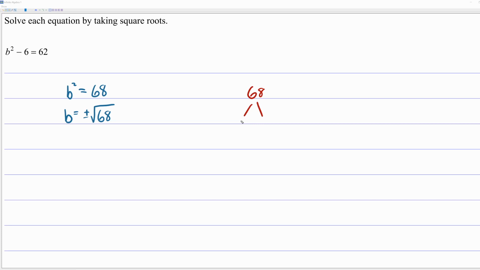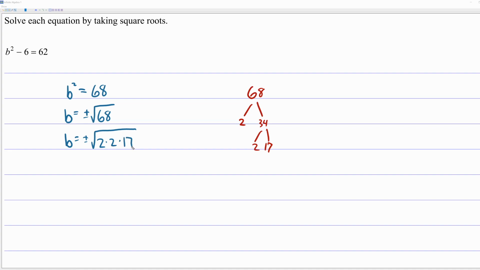factoring. You make a little factor tree and you say, well, 68 is 2 times 34, and 34 is 2 times 17. However you get there, you do have to think in terms of factors. So if you don't remember this, we have plus or minus the square root of 2 times 2 times 17.